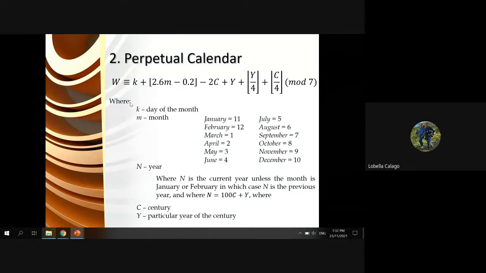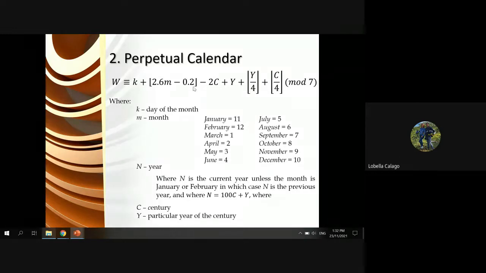For example, for November 23, 1991, we would like to know what day of the week it is. Is it a Saturday, Friday, Monday, Tuesday, or Wednesday? That is what we want to find out. And this letter K is the day of the month.